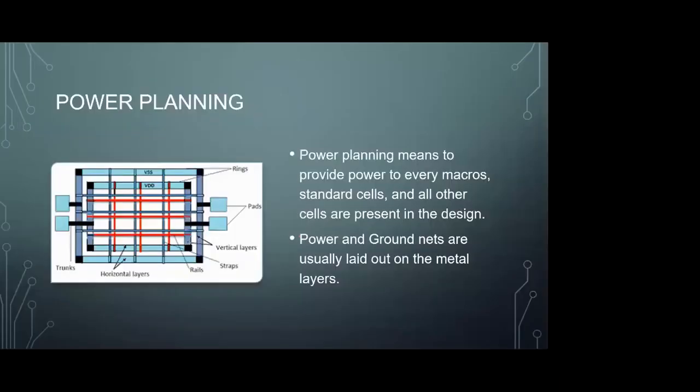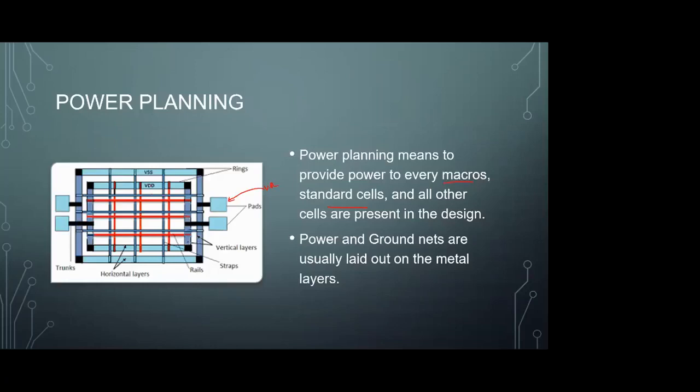Okay, then we come to the power plan. Once the floor planning is done, we can insert some physical cells, then we go to the power plan. The major objective of the power plan is to supply power to every macro, standard cell, and all the other cells present in our design. If you see this image of the power plan, we have the voltage regulator. The voltage regulator connects to the power pads, the power pads to rings, and the rings to rails. From the rails, the standard cells or macros get the power. This is how the power supply is laid out in a physical design layout.